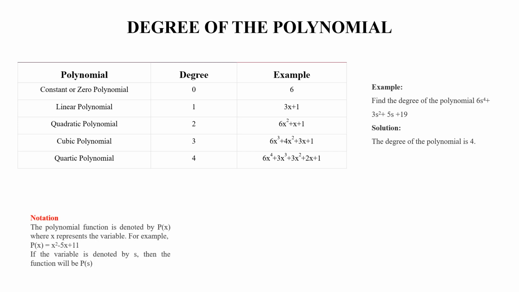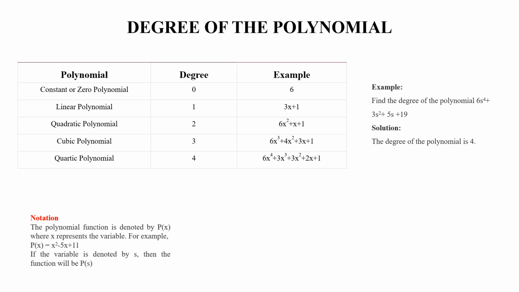Okay. So in this example we have seen this. Now what is the notation? The polynomial function is denoted by p of x. P is the polynomial, and x is the notation which represents the variable. So it defines the overall variable.